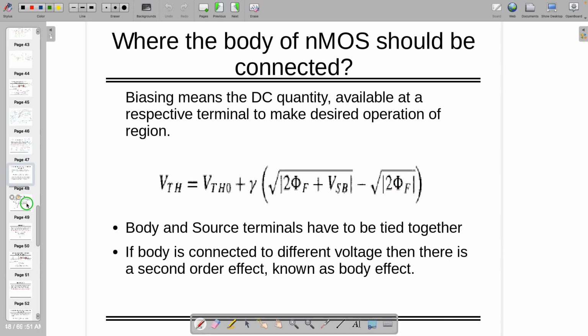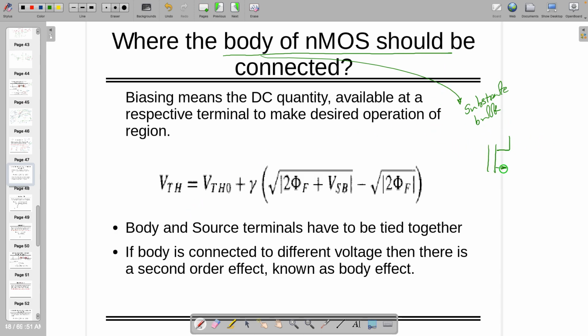Let's go to the next thing, which is where you should connect the body. By the way, body also has various names: substrate, bulk, anything which you like, you can call it. Different book authors write it in a different way, so any one of them is fine. Biasing means the DC quantity available at a respective terminal to make the desired operation of the region, right? So this is required, and it is very important that you connect the body somewhere.